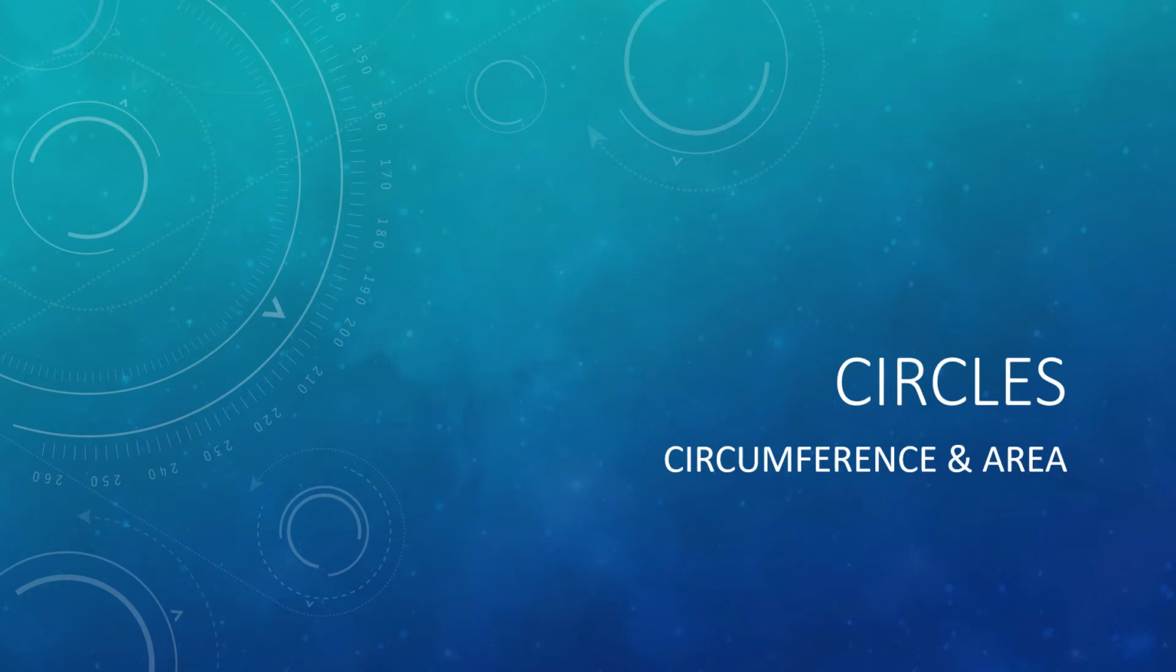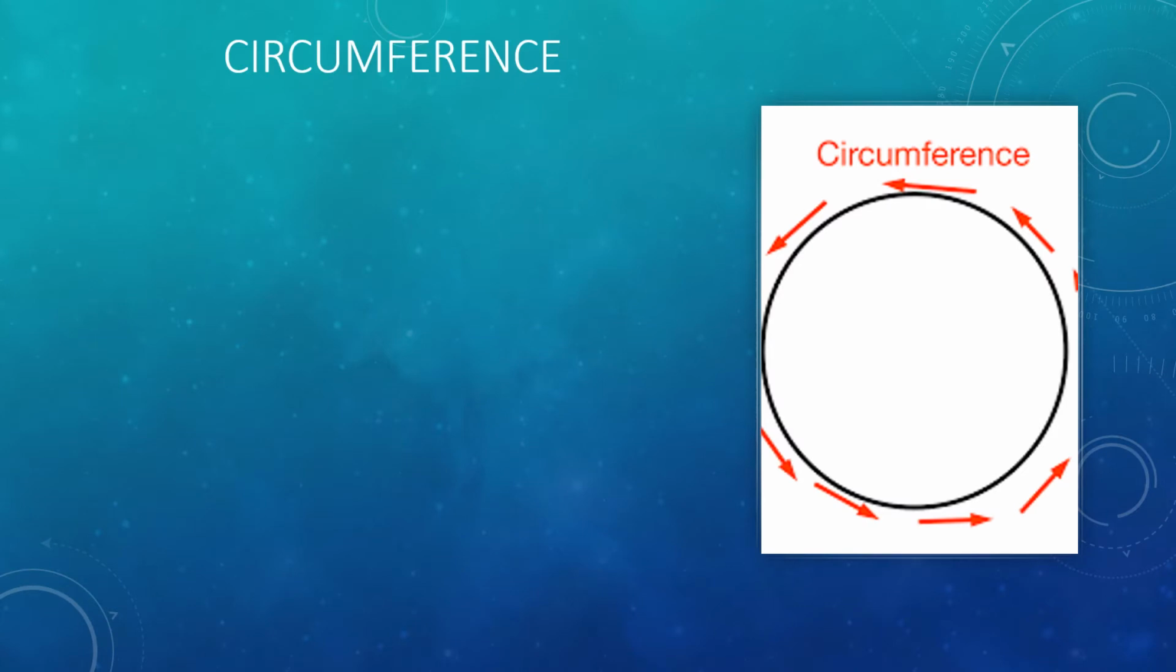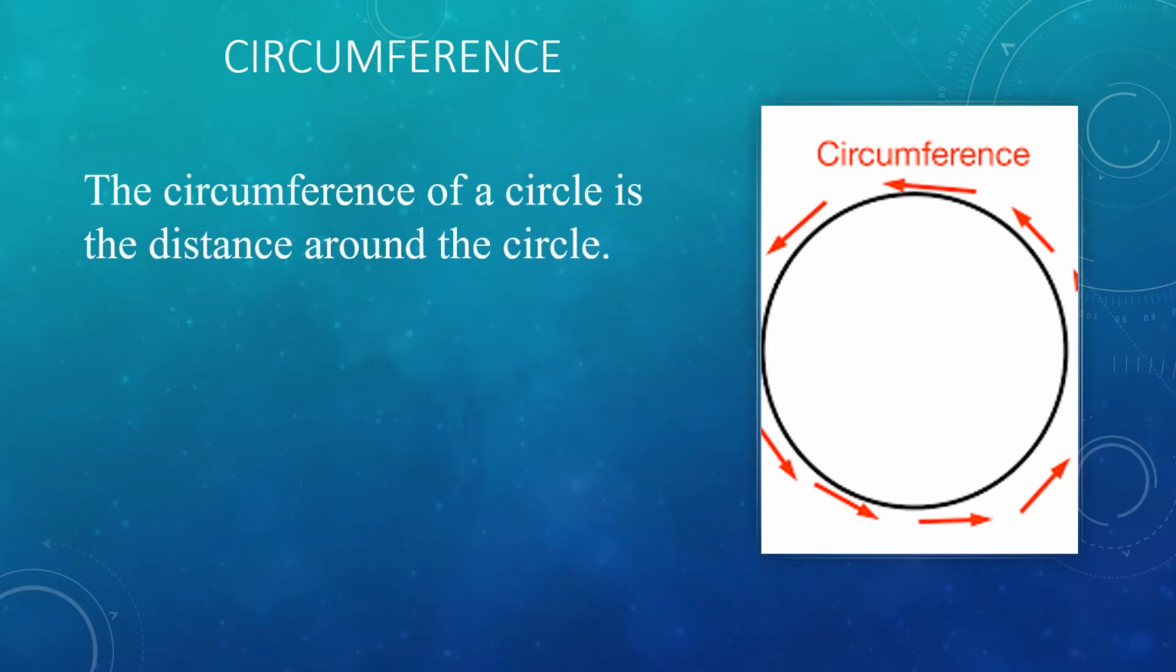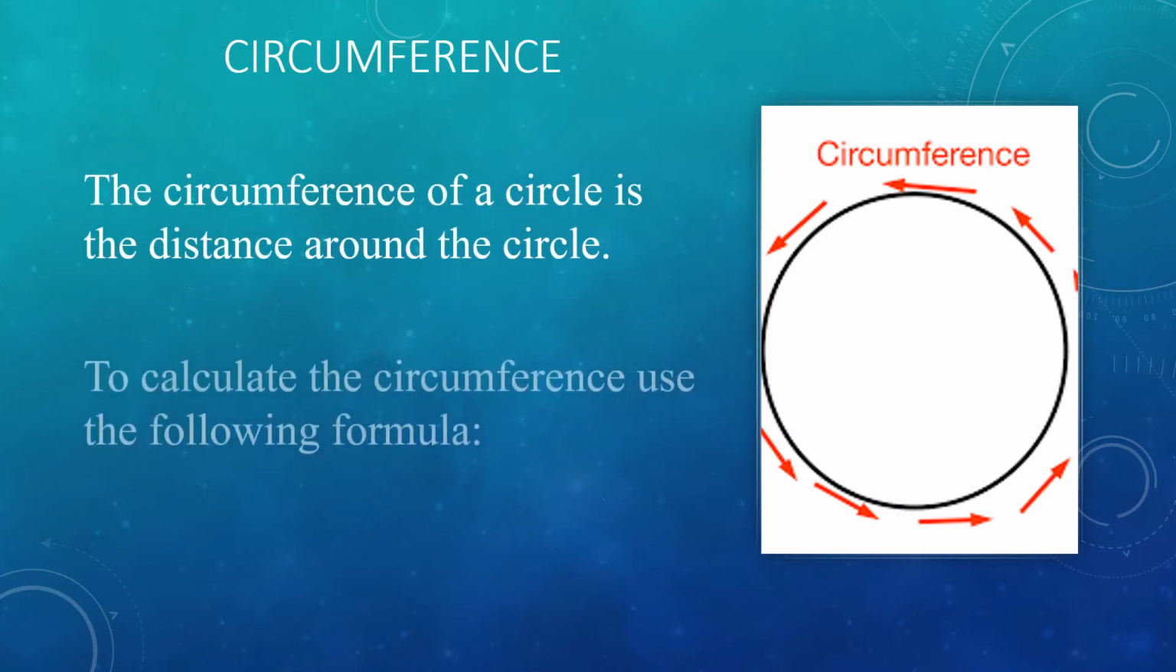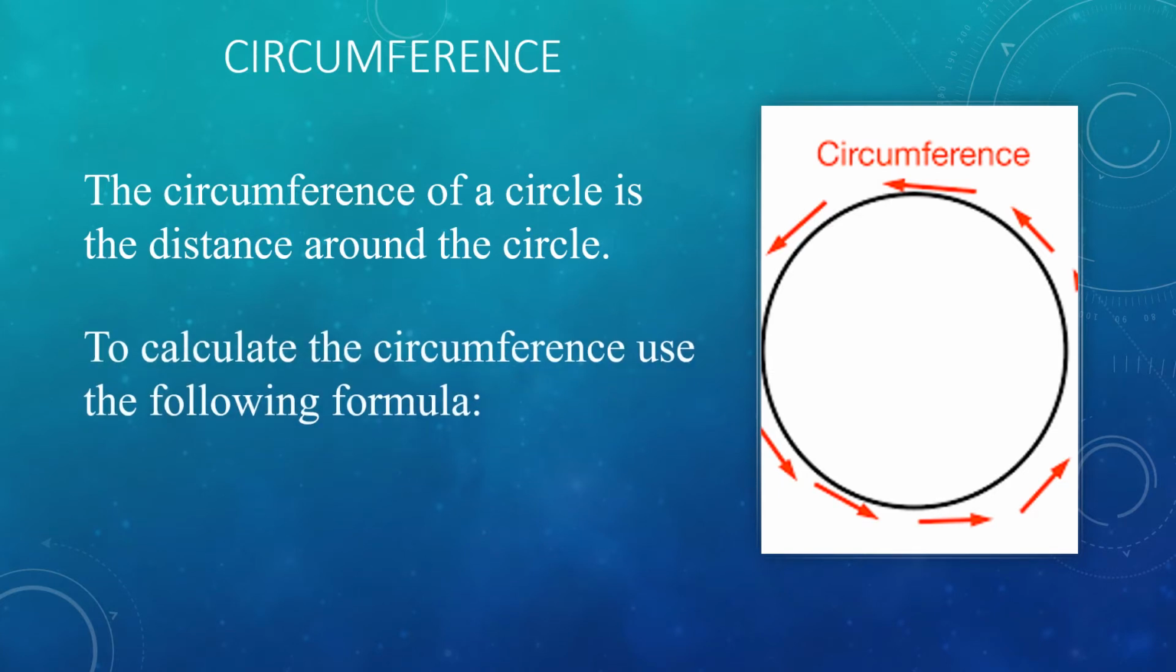Today you will learn how to calculate the circumference and area of circles. The circumference of a circle is the distance around the circle. To calculate the circumference, use the following formula. C equals D times pi when you're given D as the diameter, or C equals 2 times R times pi when you're given the radius.